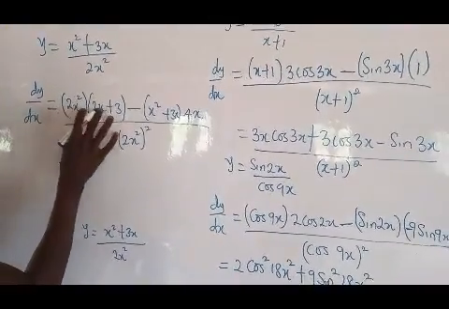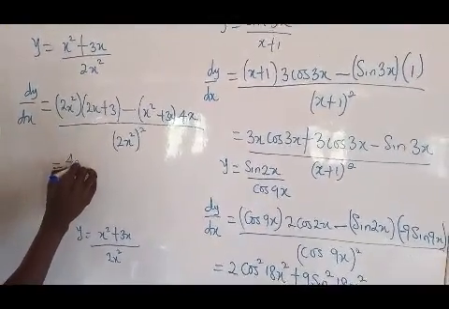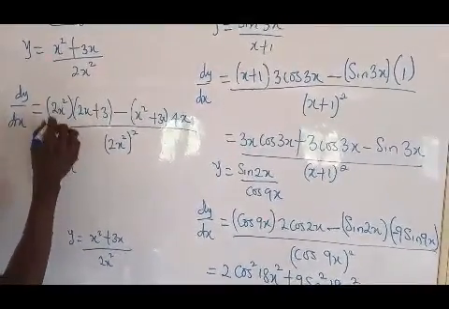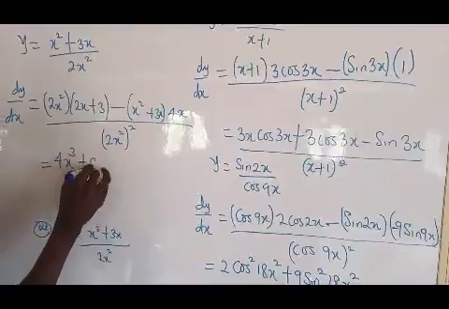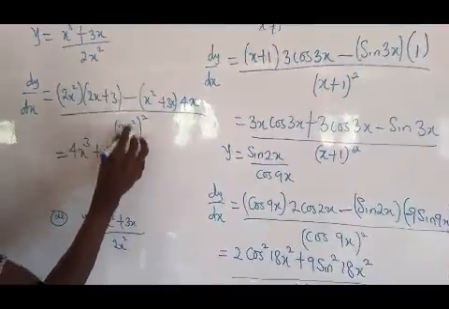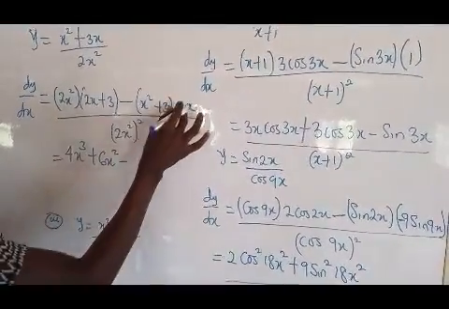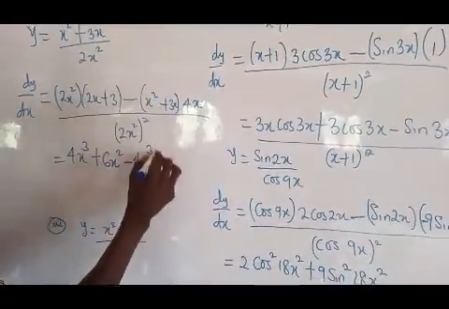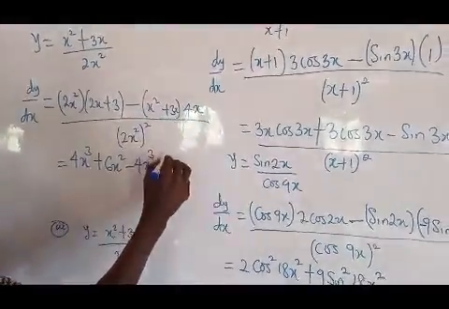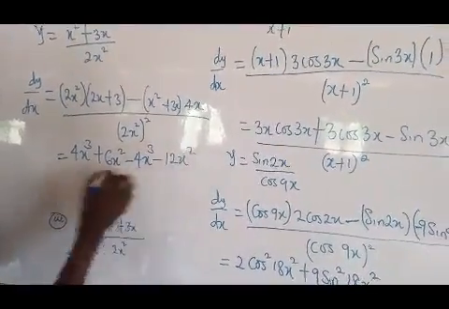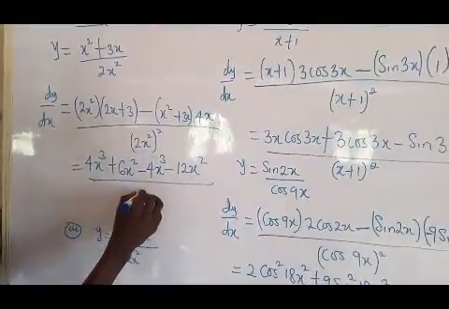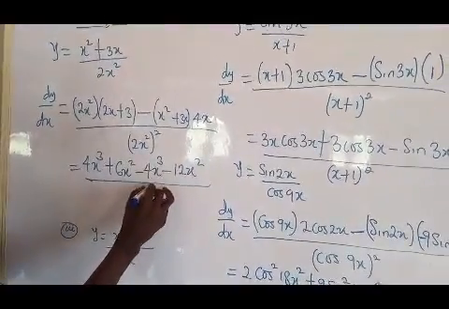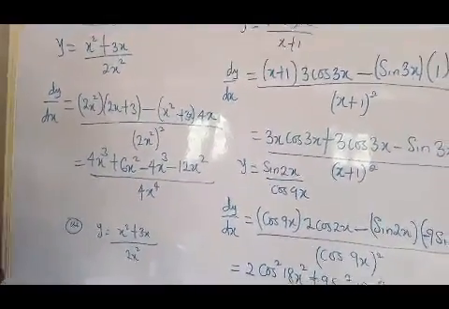So this times this will give 4x cubed. 2 times 2 is 4, x squared times x is x cubed. 2 times 3 is 6, then x squared. Minus times x squared gives us minus 4x cubed. Minus times this, minus 3 times 4, is 12x squared, all over 2 squared, which is 4, and x squared times x squared gives x raised to power 4, if you apply your indices power law.